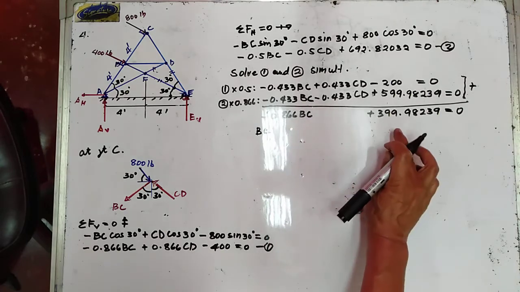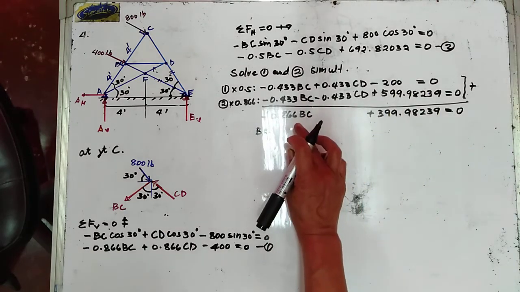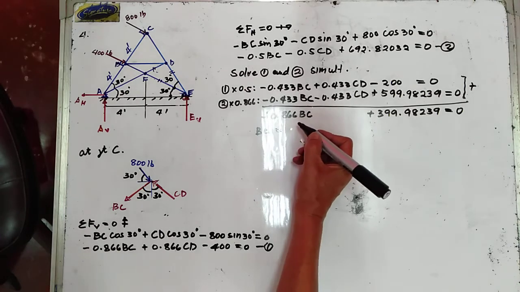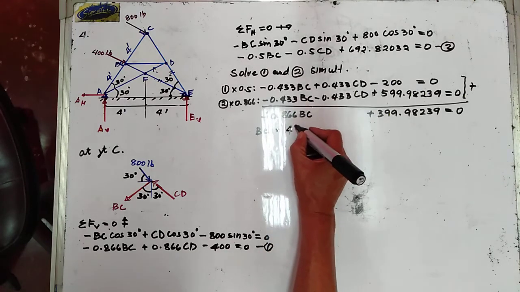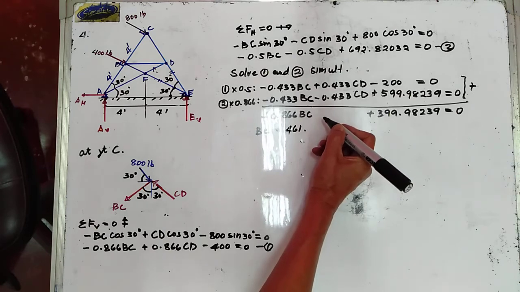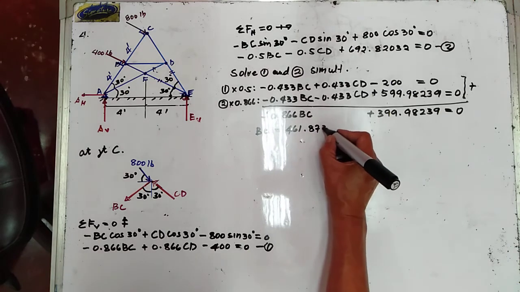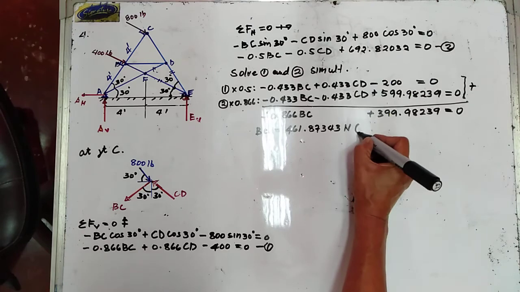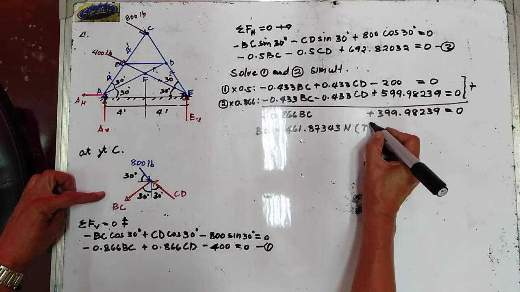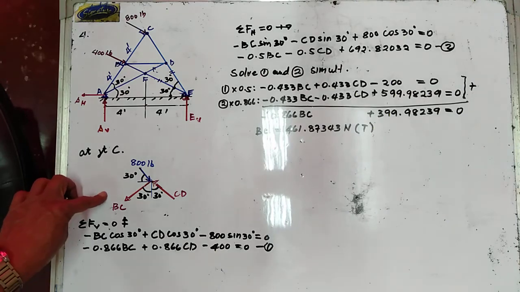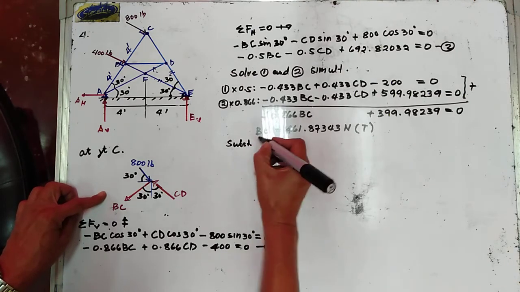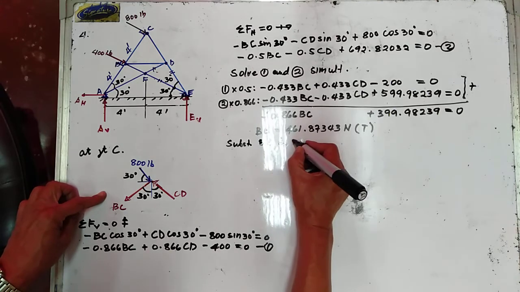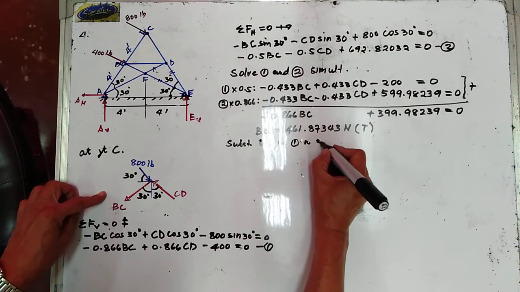Hence, your BC is 399.98239 all over 0.866, and this is therefore equal to 461.87343 newtons. We get a positive value for BC, hence this is in tension. So let us try to substitute BC in equation 1 or equation 2.